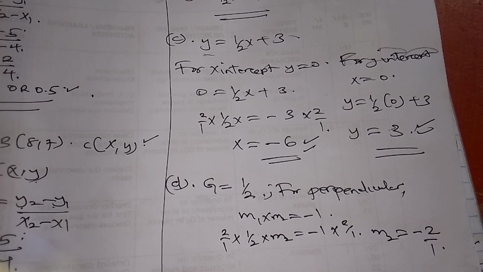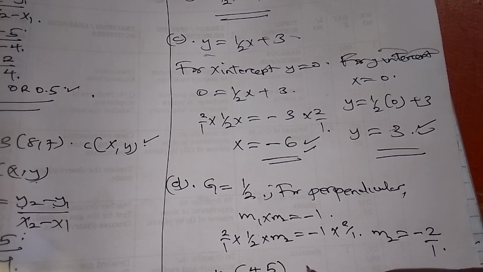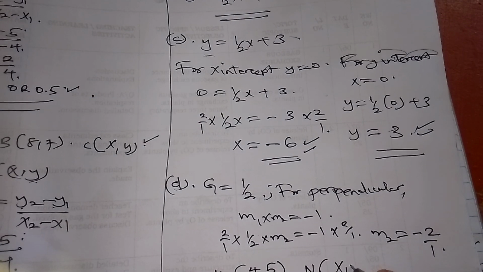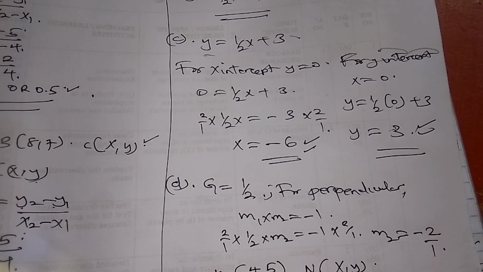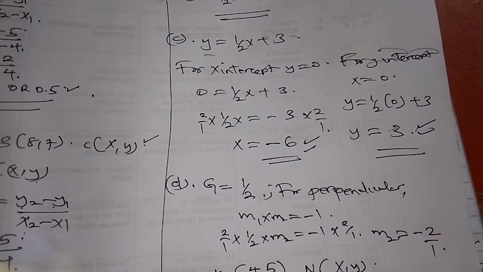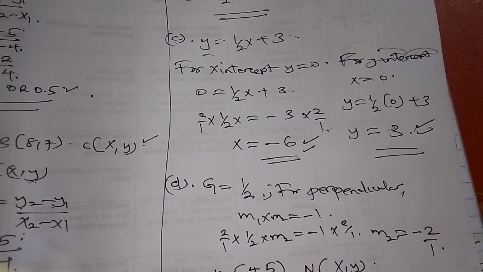Now, we are told to determine the equation of that line, and we are given the point. The first point is M, which is 4, 5. And another point, let us call it point N, which is x, y. And the gradient we have is negative 2 over 1. Of course, we know that gradient is equal to change in y over change in x. Change in y: y minus 5, all over x minus 4.